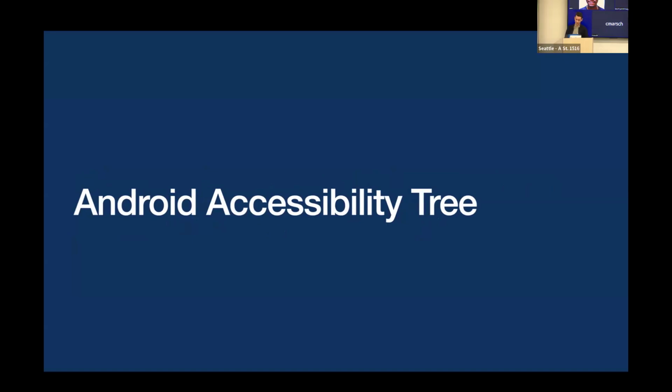So to start by looking at how this works on the Android side, I want to talk a bit about the Android accessibility tree. On Android and iOS, the way accessibility works is through a tree of nodes of information that represent each of the UI elements or groups of UI elements that are displayed on the screen.